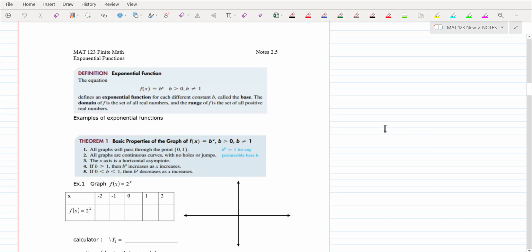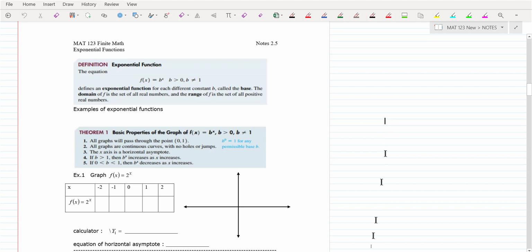Okay, and some of this stuff right here you'll see on the final exam too. All right, so what I'm going to do is quickly explain what we mean by exponential function. An exponential function would be something like a number to the x power.